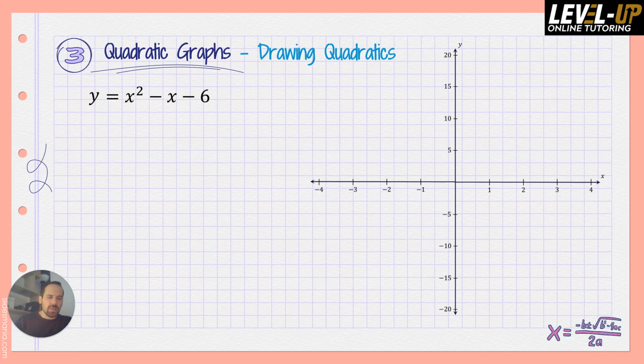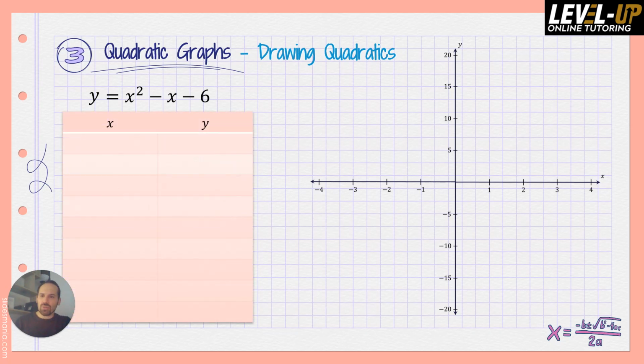To plot a curve is a bit different to a straight line. Like a straight line, we just need 2 points, and then we draw a straight line through it. But a curve is constantly changing. The gradient isn't just some constant number which makes it straight. It's changing. So what we have to do is generate a whole bunch of points.